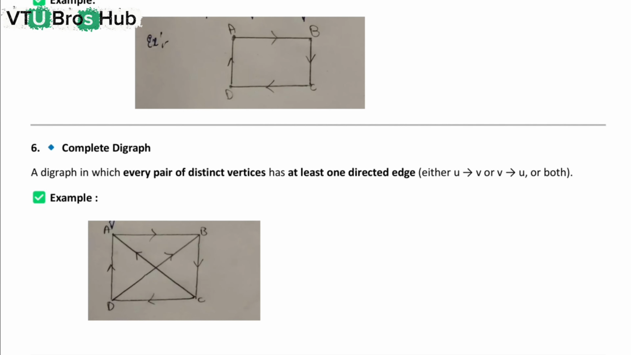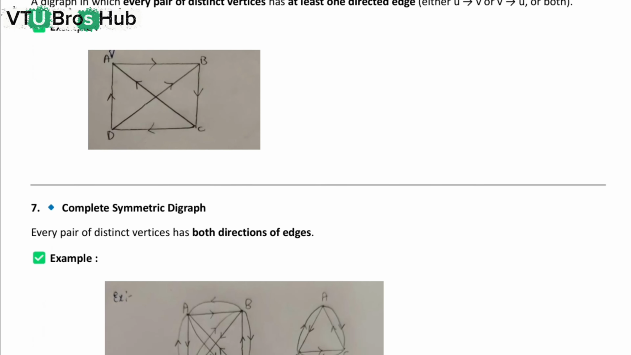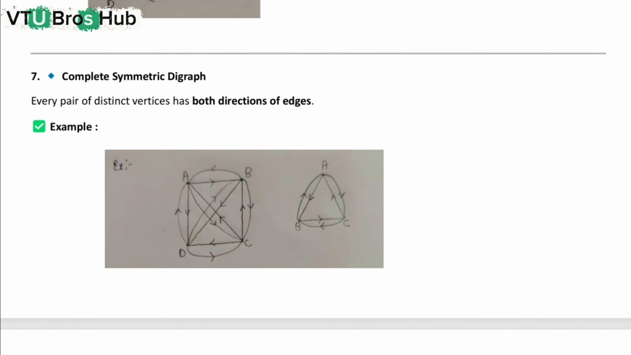6. Complete digraph. In a complete digraph, every pair of distinct vertices has at least one directed edge, either from U to V or V to U or both. Check the full connection in the example graph. 7. Complete symmetric digraph. This type has both directions between every pair of vertices.